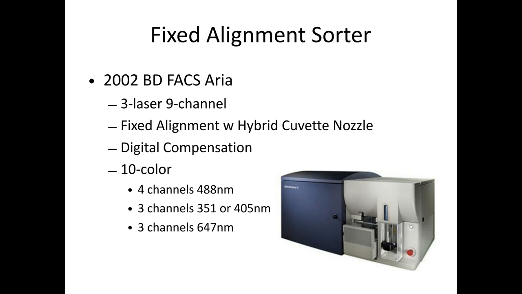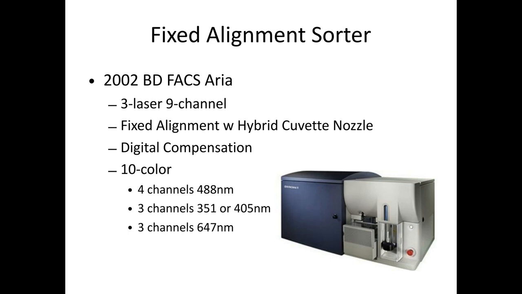And it had fixed alignment with this hybrid nozzle that the cell went by a cuvette before it was spit out at the tip. And it was a full digital system, and they were getting more and more advanced. Our first one was a 10 color with 3 lasers, and eventually these things matured to 5 laser systems. But we discovered something else in doing this too. And this was really strange. This was another great lesson for a core manager like myself to learn.